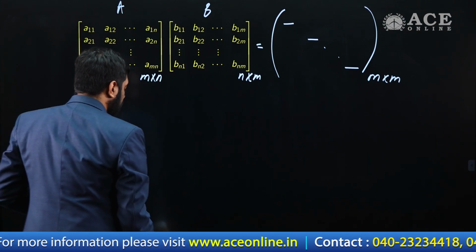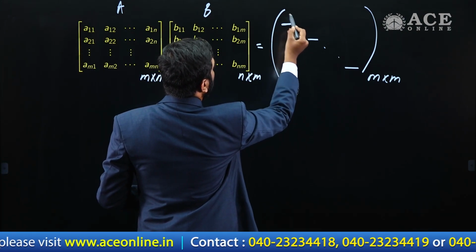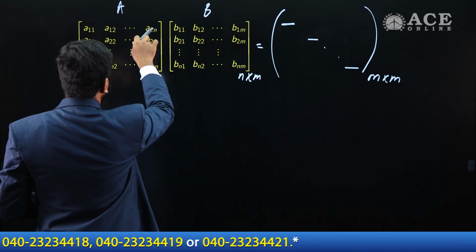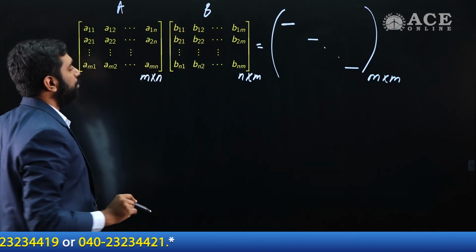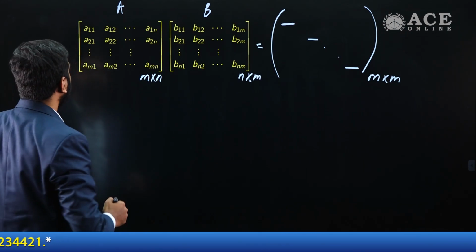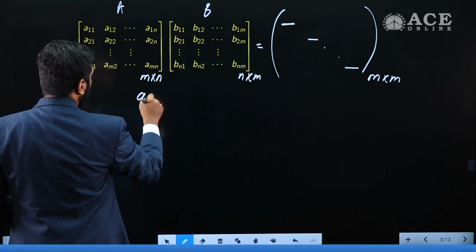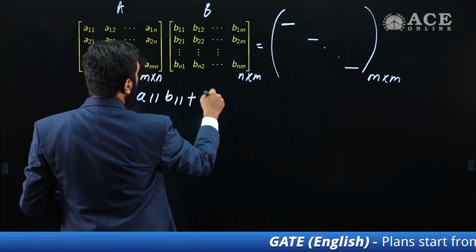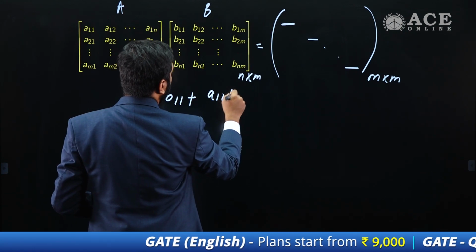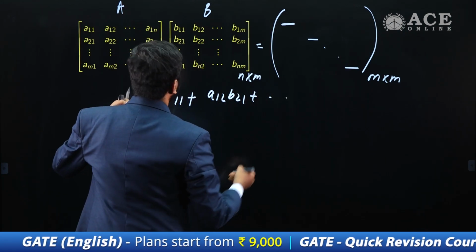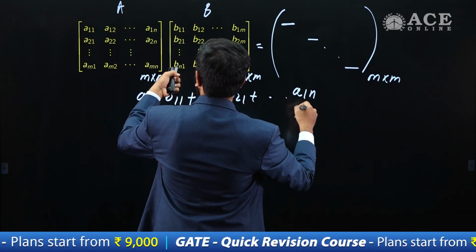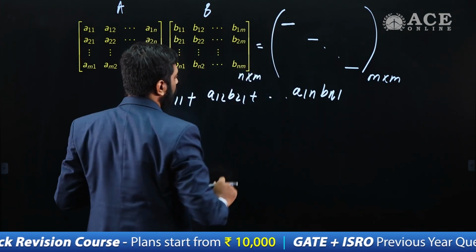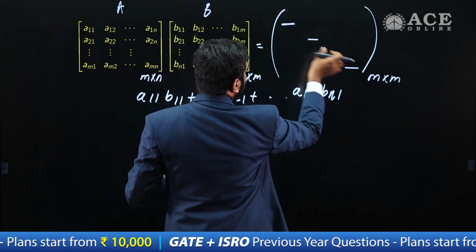Now the question is, how do you get this particular element? If you want that element, you have to multiply the first row of A with the first column of B. So carefully try to multiply them. What you get is A11 into B11 plus A12 into B21 plus so on, A1n into Bn1. This is the element that is here, and you should find this and add them.